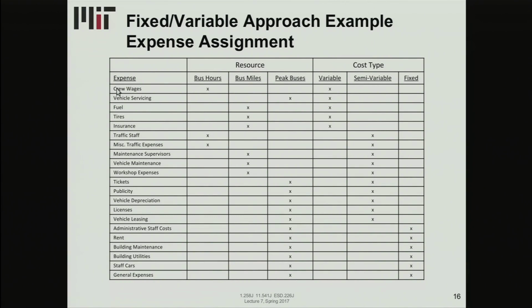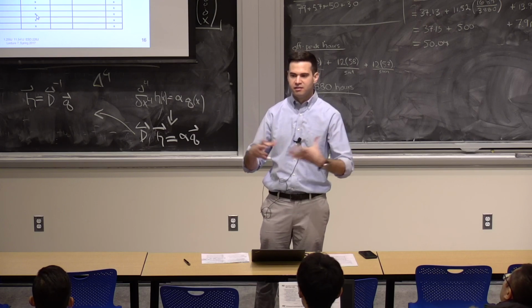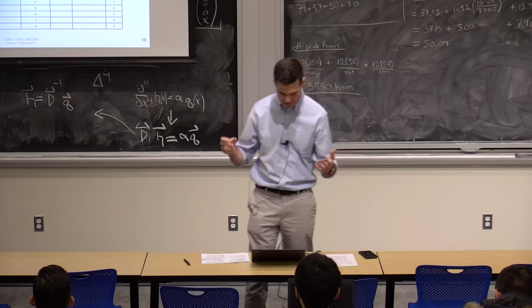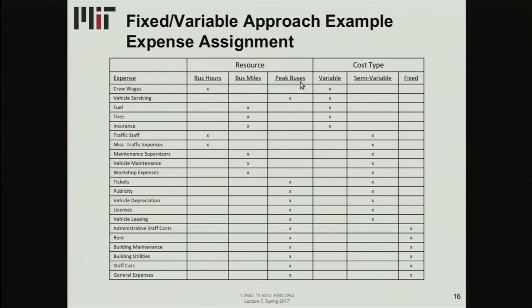So for example, crew wages, let's associate that with bus hours as we did before, and that's fully variable, right? So that we should feel comfortable with. Things like building utilities, that shouldn't be variable, right? So that's a fixed cost, and we'll associate that with peak buses because peak buses is the one that we say is a good proxy for how big the agency is. So peak buses is again like agency size, if you will. Okay, so then there are things in the middle.